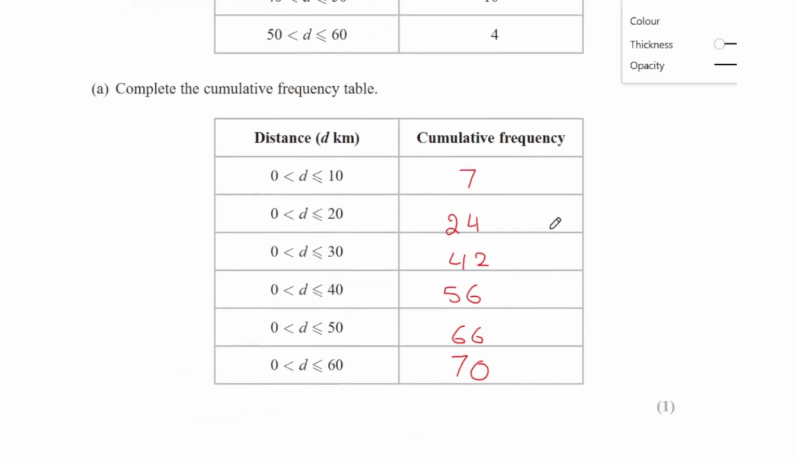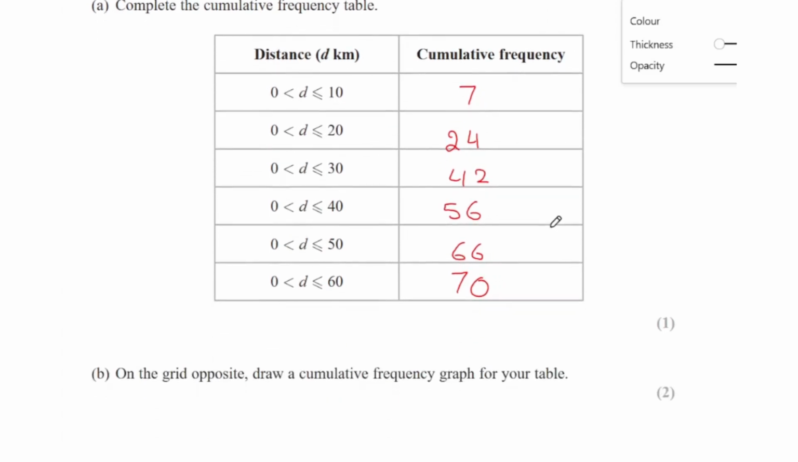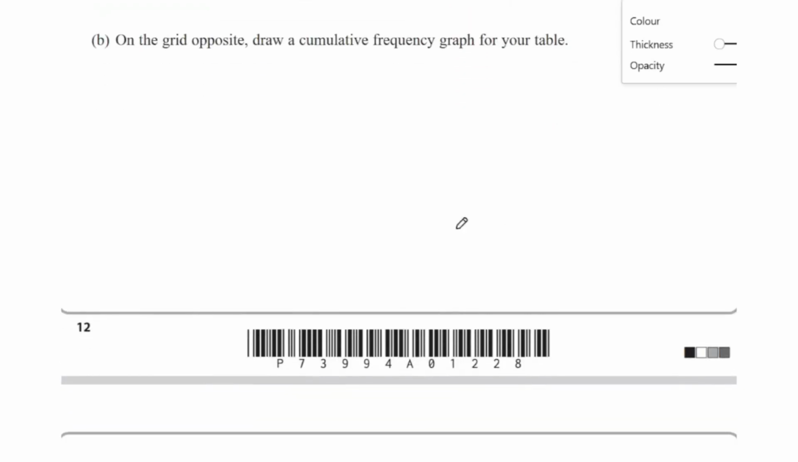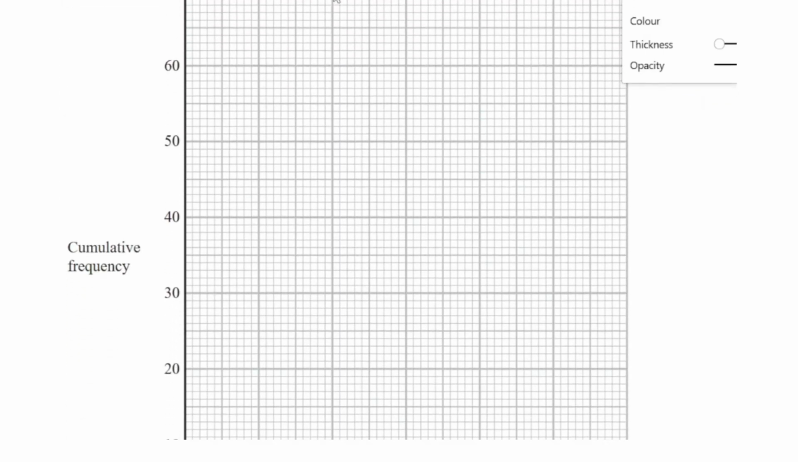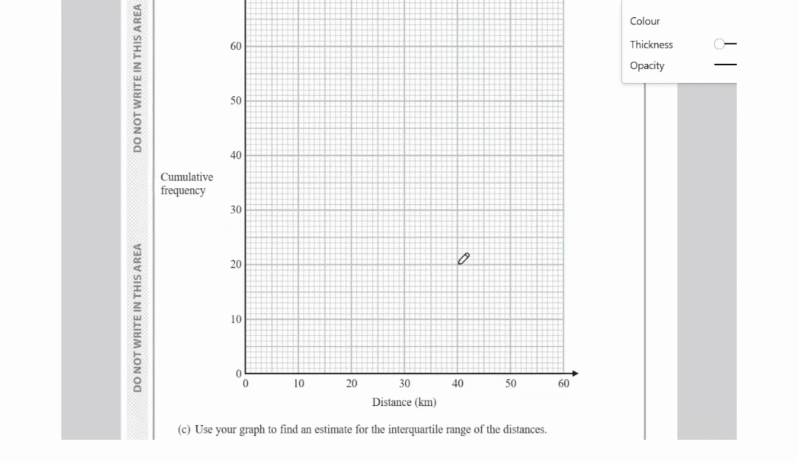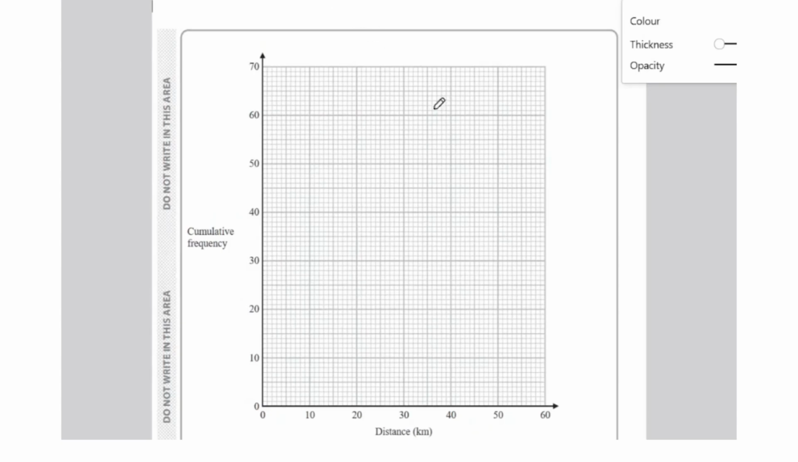Now what we need to do is plot all these values. How are we going to plot them? On the grid, draw a cumulative frequency graph for your table. We have been given our table. Let's make it a bit smaller so we can see all the values. Okay, let's make it a little bit smaller.